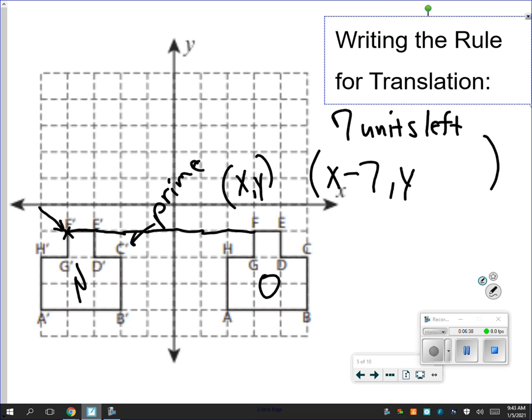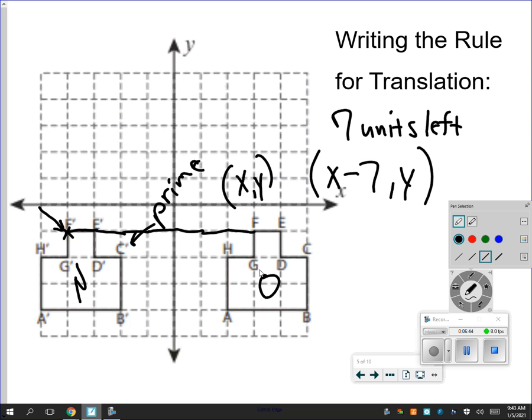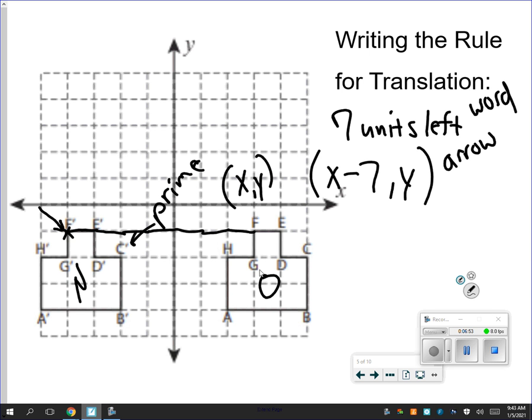So really, I can erase this parentheses, and I can close it up much earlier. So that's the rule here. You got your word form, and you got your arrow notation. Alright, because this is my point, this is how it changed.